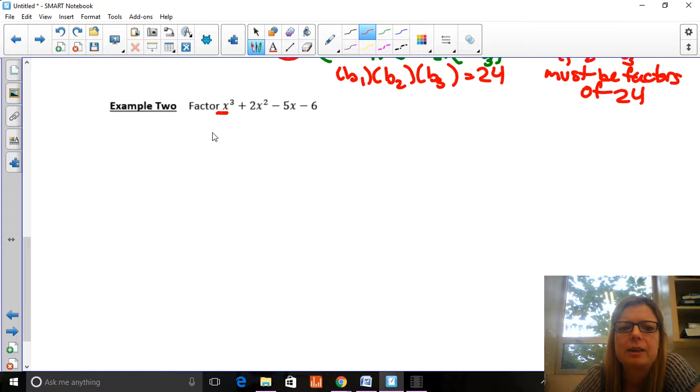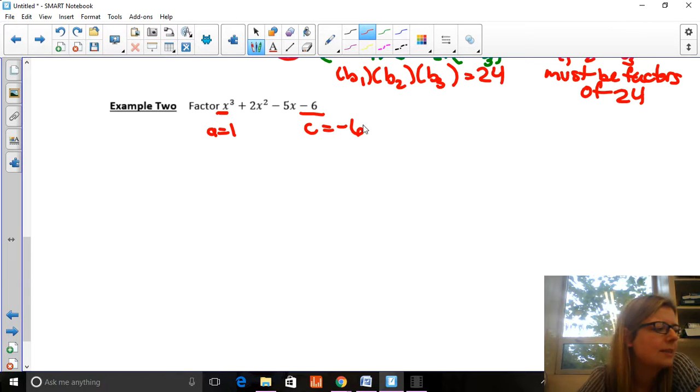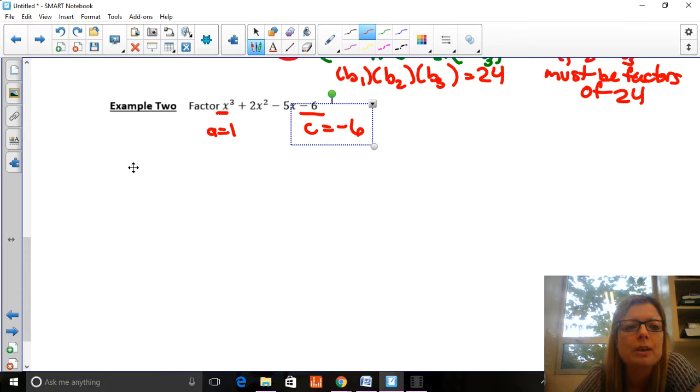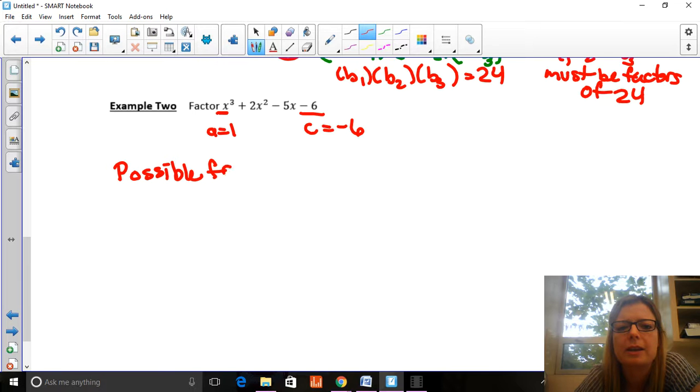See, the a value here is just 1. And our constant term out on the end is -6. So that means that all the possible factors have to be divisible into -6. So we don't want to just start trying anything. Our possible factors are just what are divisible by -6, or what -6 is divisible by. So plus or minus 1 could work. Plus or minus 2, that goes into 6.